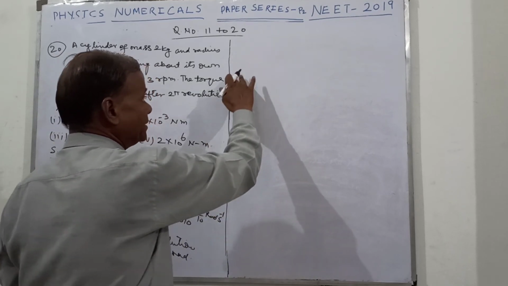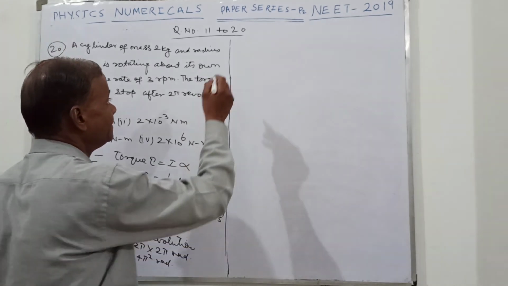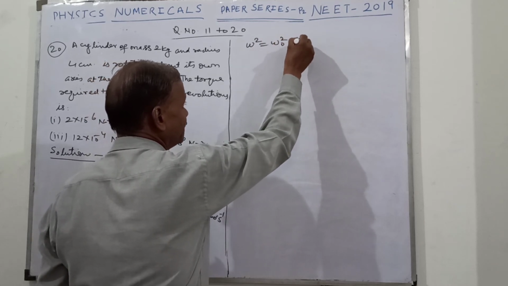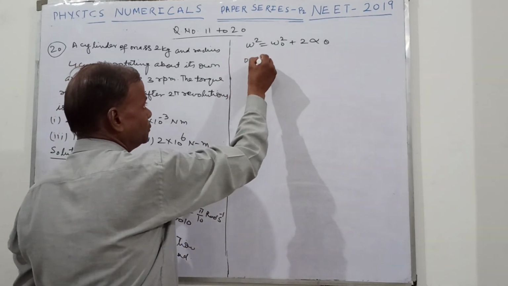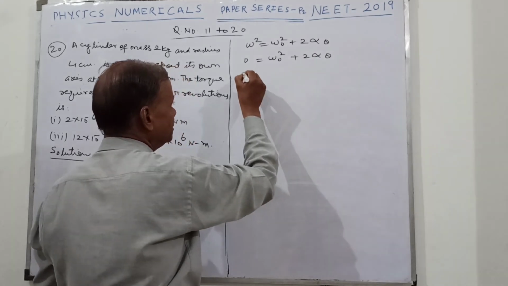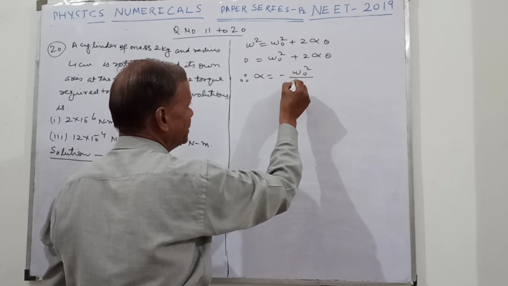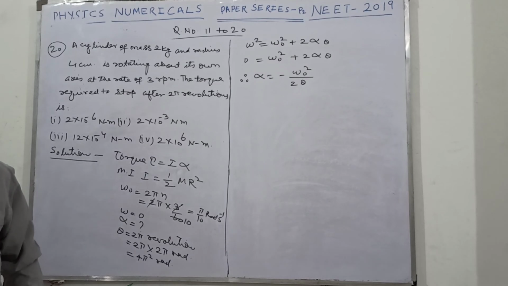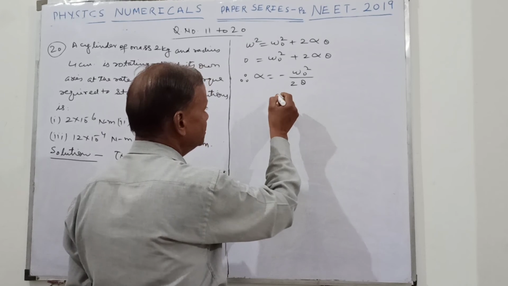So now we apply the equation of motion for rotational motion. This omega square equal to omega naught square plus 2 alpha theta. This is now your 0. This is omega naught square plus 2 alpha theta. Therefore, alpha equal to minus omega naught square upon 2 theta. Since we have to stop the rotating cylinder, the acceleration will be negative.